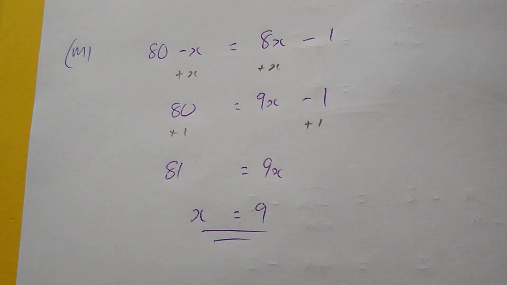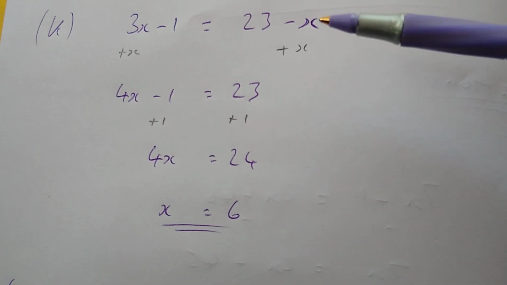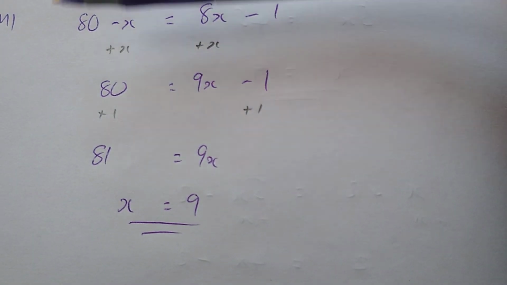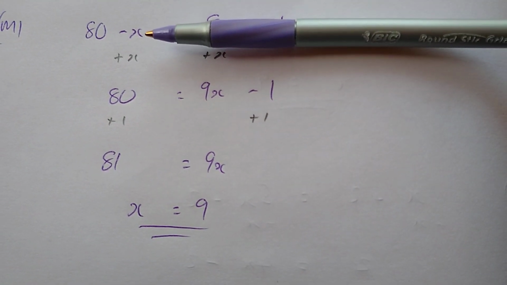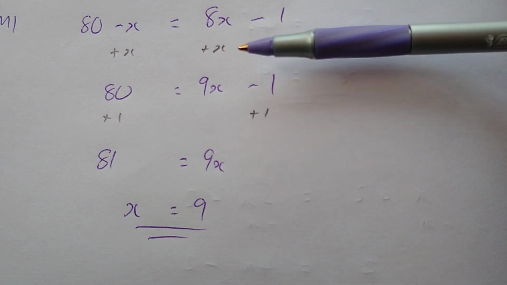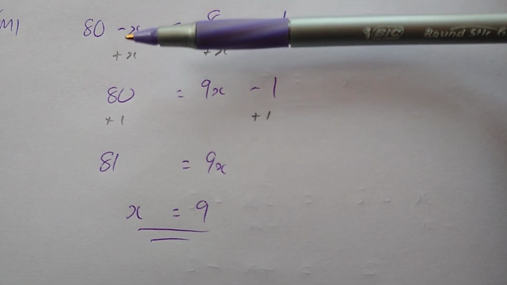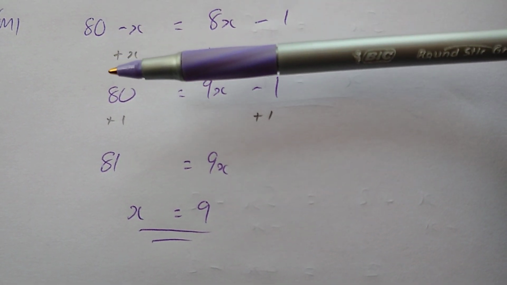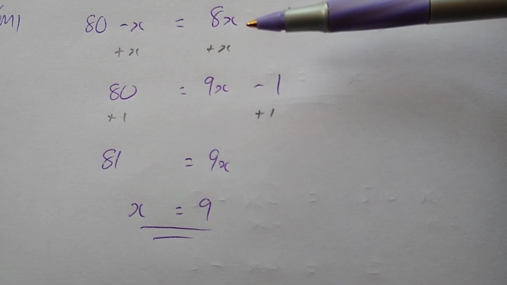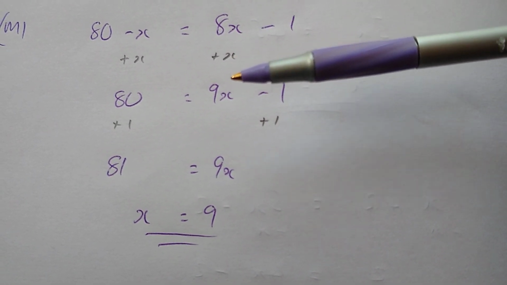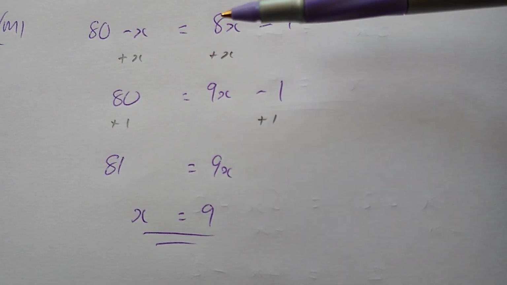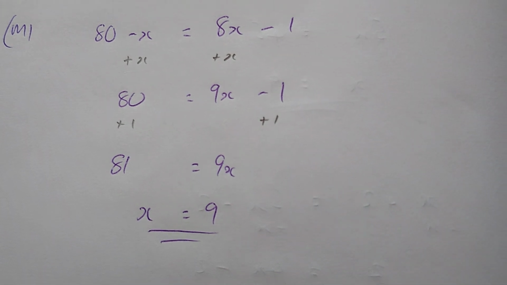Question 1, part M. Similar to K. Again, we've got a minus x here. We have a minus x as well. So 80 minus x equals 8x minus 1. If I add x to the left-hand side here, I will just be left with 80, because minus x plus x is 0. 8x plus x is 9x. Remember, whatever you do to the left-hand side, you must do to the right-hand side. So I'll be left with 9x minus 1.